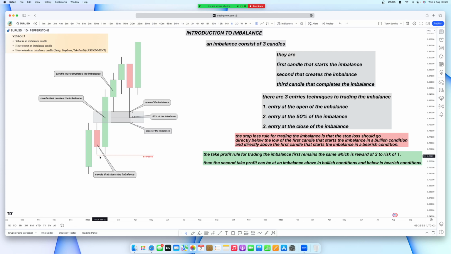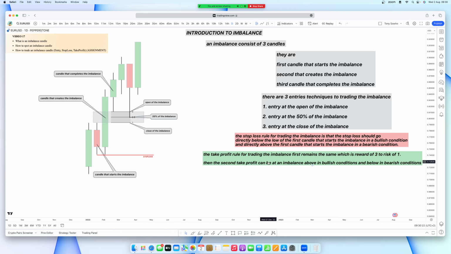And then for the take profit rule for trading the imbalance, the first remains the same. It is the same thing, 3 to 1. Whatever you're risking, you want to make 3 times that. So you don't need to have a reason as to why your TP1 should be at a particular area. Wherever 3 to 1 is, that's where you place it. It has nothing to do with what kind of candle it is.